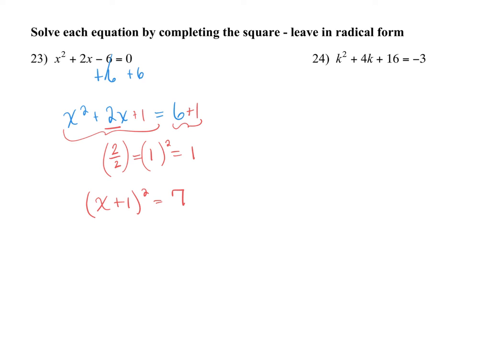The left-hand side will factor according to what it was cut in half. The right side, you're going to add what was cut in half squared, okay? Because you have to add it to both sides. You have to add that square to both sides.